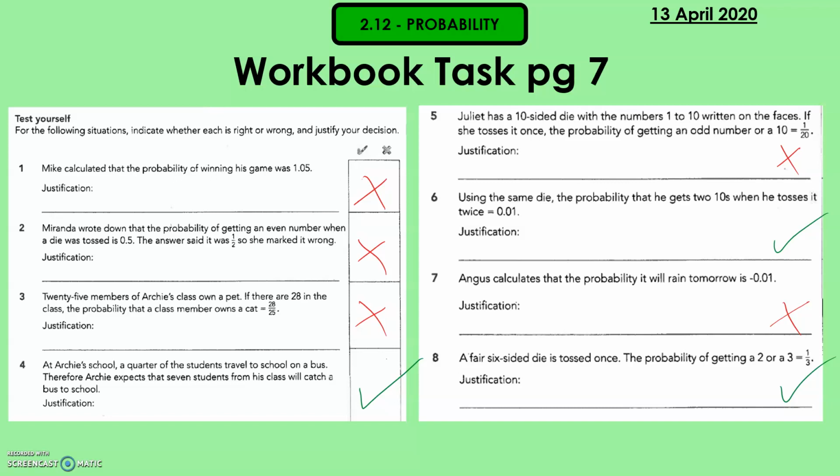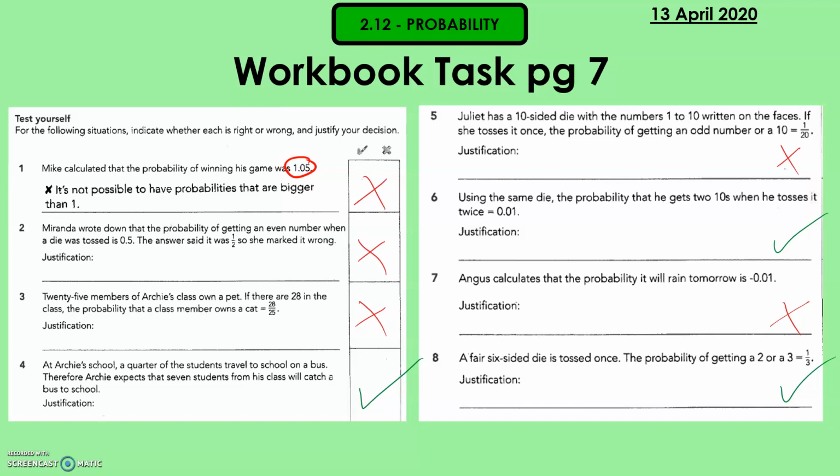So the ones that weren't possible and the ones that are possible. If we take a look at the first one, Mike calculated that the probability of winning his game was 1.05. Now, the justification there is pretty obvious. It's not possible to get probabilities bigger than 1. So a probability of 1.05 is far too large.